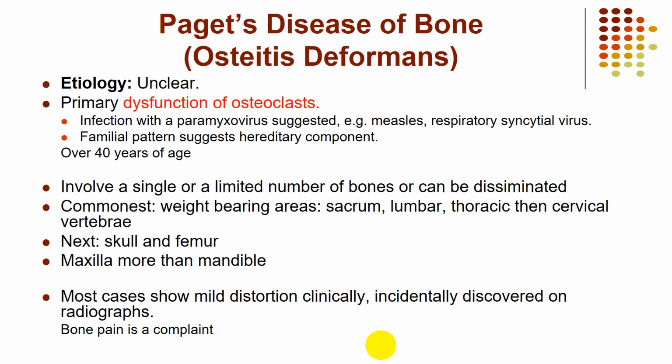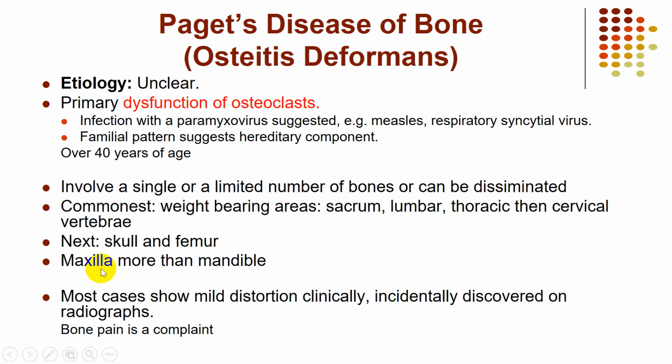Okay, Paget disease can involve a single bone or a limited number of bones, but the commonest bones to be involved are the weight-bearing areas, starting from the sacrum, going up to the lumbar, thoracic, and then the cervical vertebrae. These are the weight-bearing areas. Next, they will be followed by the skull and the femur. And if we are talking about the jaws, the maxilla is more involved than the mandible.